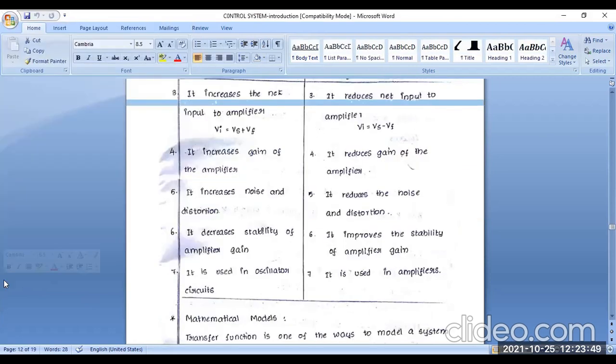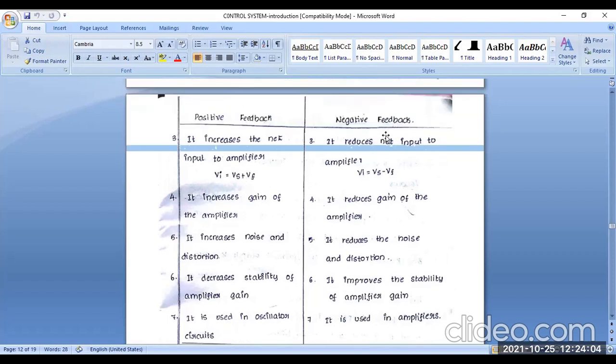The input voltage is Vi, which equals Vs plus Vf. Here Vs is the source voltage and Vf is the feedback voltage. But in the negative feedback system, it reduces the net input to the amplifier section. The input voltage Vi equals the source voltage minus the feedback voltage. This is called the negative feedback system.